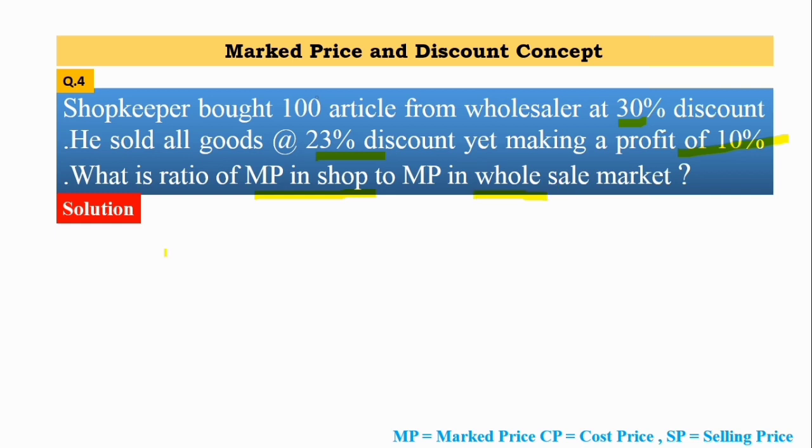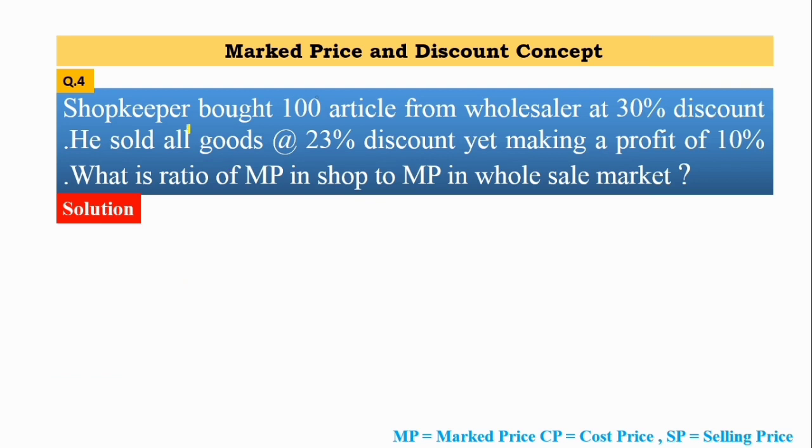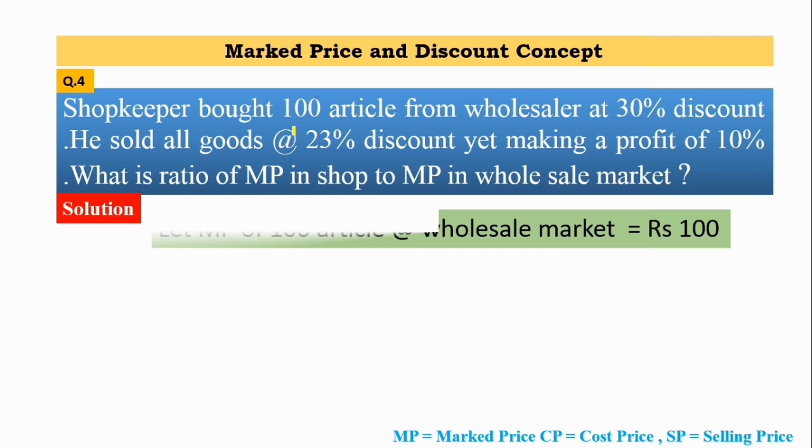Initially we will consider that the market price of one article is 1 rupee. Then only we can solve the problem. So firstly I have considered the market price of one article is equal to 1 rupee. So the market price of 100 articles will be rupees 100.